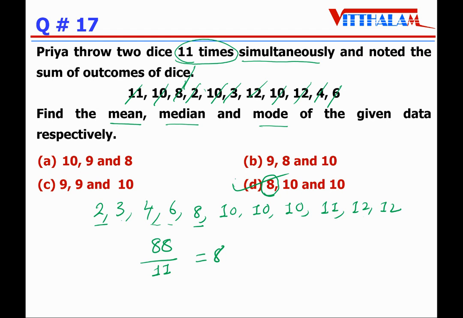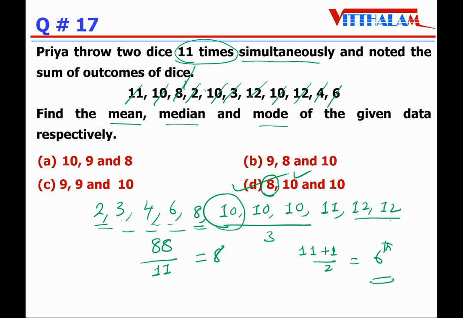However, if you want to check the median, median means middle term. There are 11 terms, so 11 plus 1 by 2, that is the 6th term, is the median. So 1st, 2nd, 3rd, 4th, 5th and 6th. So 10 is the median. And mode means the frequency, which one is repeated most often. 10 is 3 times, 12 is 2 times, therefore the answer is 10. That's the mode.